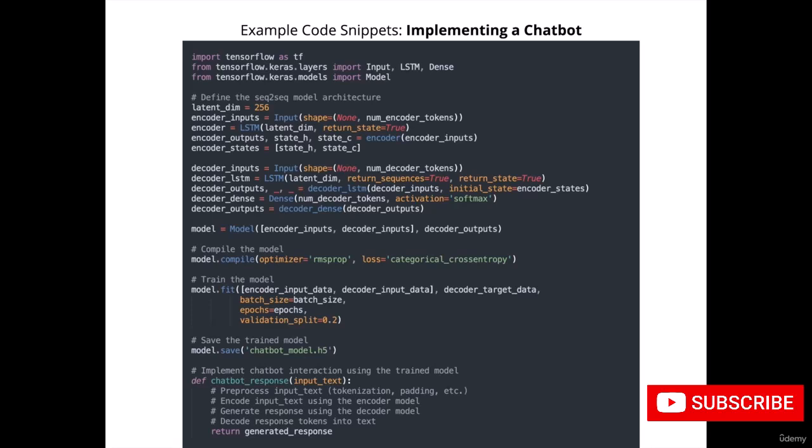Inside this you can pre-process input text, encode input text using the encoder model, generate response using the decoder model, and decode response tokens into text. This example demonstrates how to implement a simple chatbot using a sequence to sequence model architecture with TensorFlow's Keras API. You can further enhance the chatbot's performance by experimenting with different architectures, training strategies, and techniques like attention mechanisms. Additionally, consider integrating the chatbot with external APIs or services for more advanced functionality.